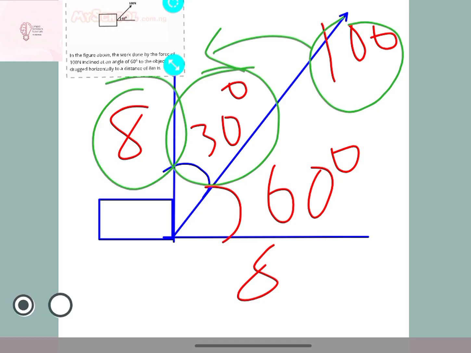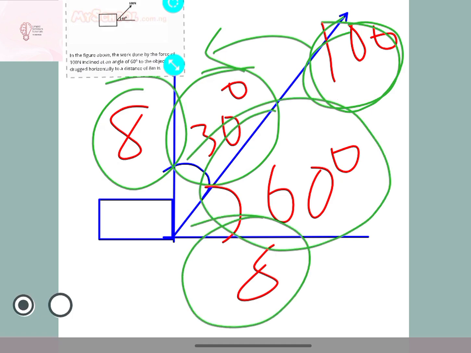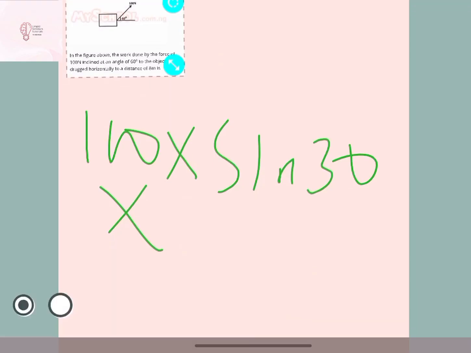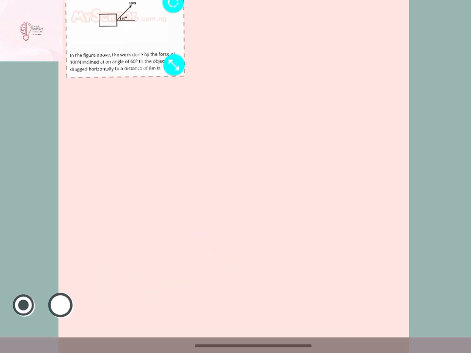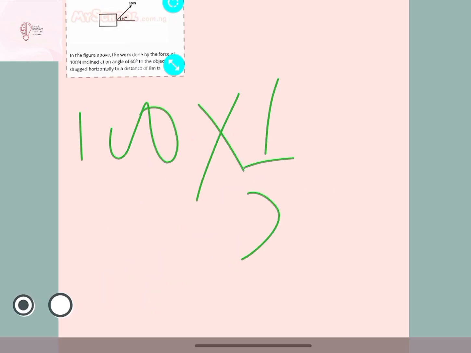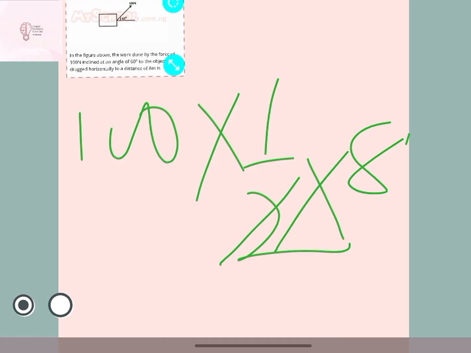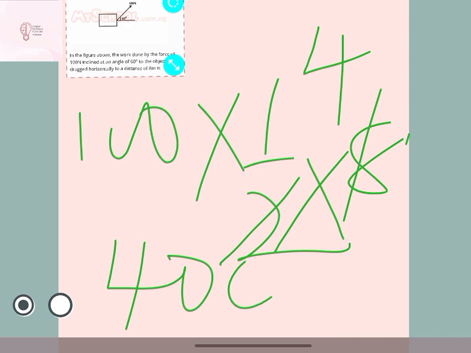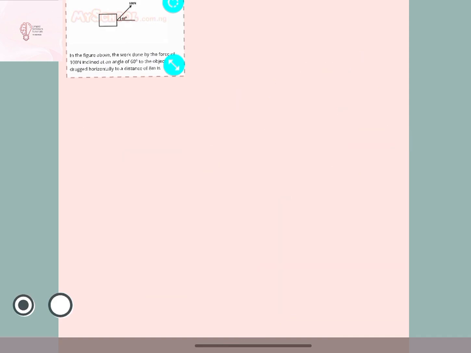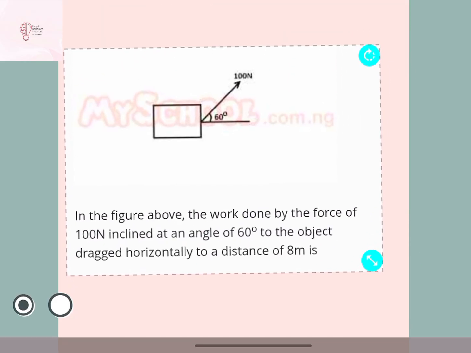But if it is horizontal, it's going to be 100 times cos 60 times 8, sorry. That's it. So in that question, 100 times 1 over 2 times 8. Going to cancel these two, this is going to give me 4, still going to give me 400. Do you understand? So that's how to solve this question. I believe you understood everything about this question.